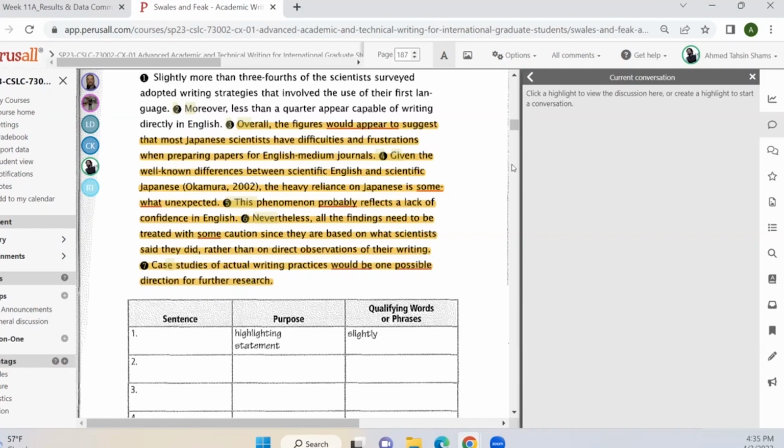It's a different argument. Now do this task first. Let's get back. So the first sentence is done here, highlighting. The second, let's do it together, it will save time. Okay, what about the second? "Moreover, less than a quarter appear capable of writing directly in English." What's the purpose of the second sentence, you would say?